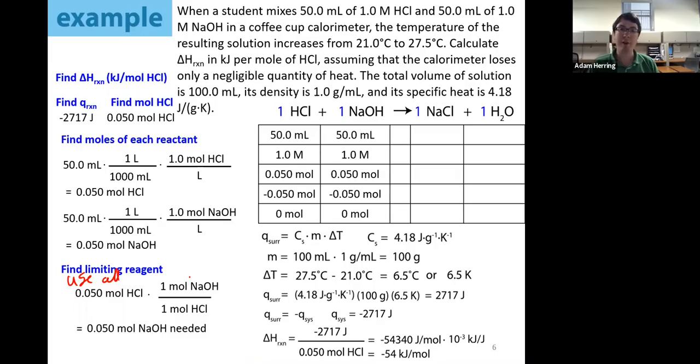Now, does this answer make sense? Well, we know that the reaction was exothermic. We know that because the temperature of the surroundings went up. Therefore, we would expect to see an enthalpy of reaction that's negative.